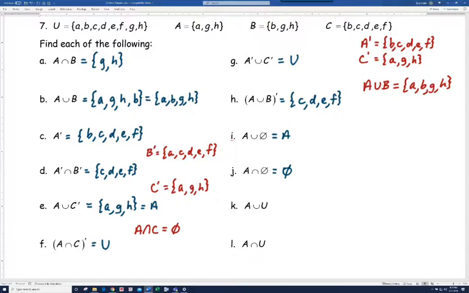On K, we're finding A union the universal set. Well, if you combine the universal set with any other set, you're going to get the universal set itself. And then finally, A intersect the universal set. It's everything that's common to both sets. Well, that's going to be everything that's in A. All right, and so that's it for this video.